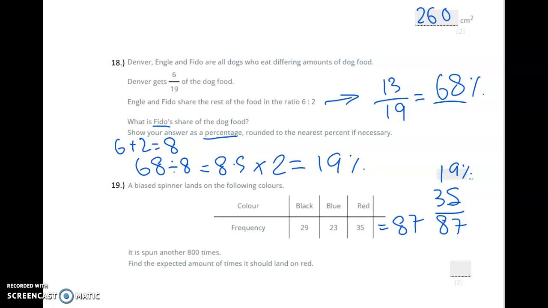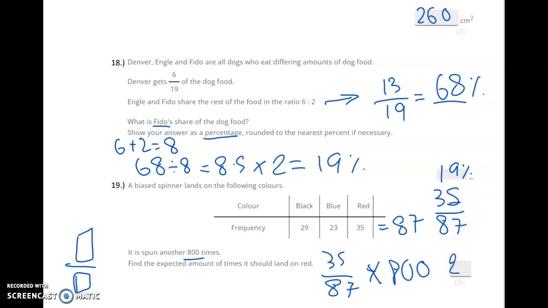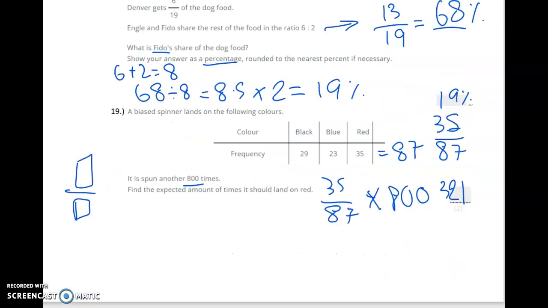So use your calculator. Use your fraction button, which looks a bit like that. And then we've got 35 over 87. That's your relative frequency. Then you times it by 800 times. That times 800 is our expected outcome, which would be 321. It's 0.839, so we'll just leave it as a whole number, 321. 321 expected outcomes.